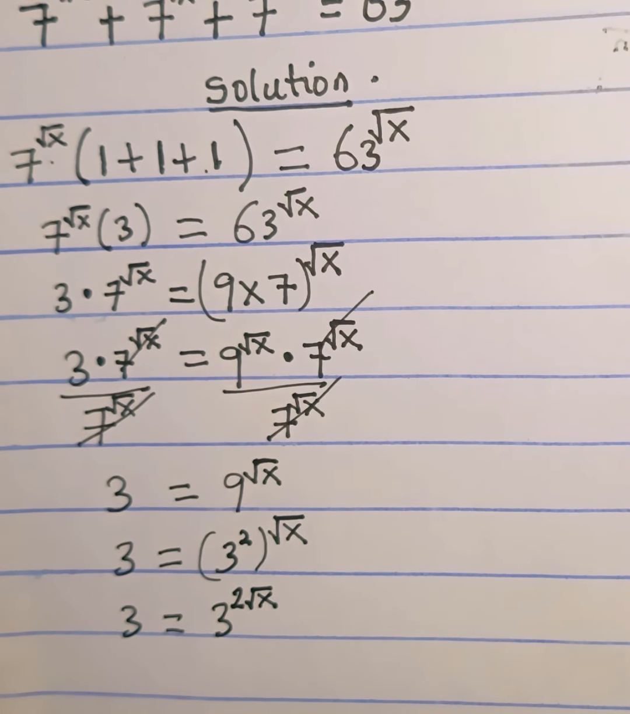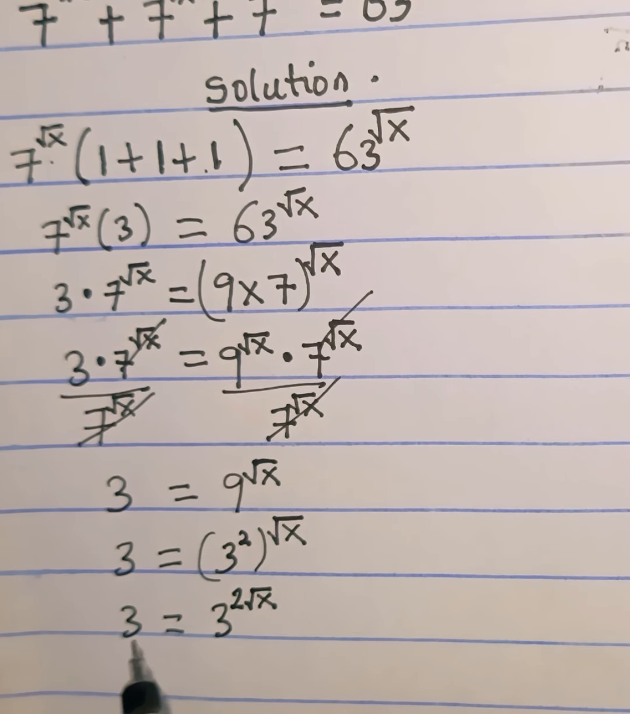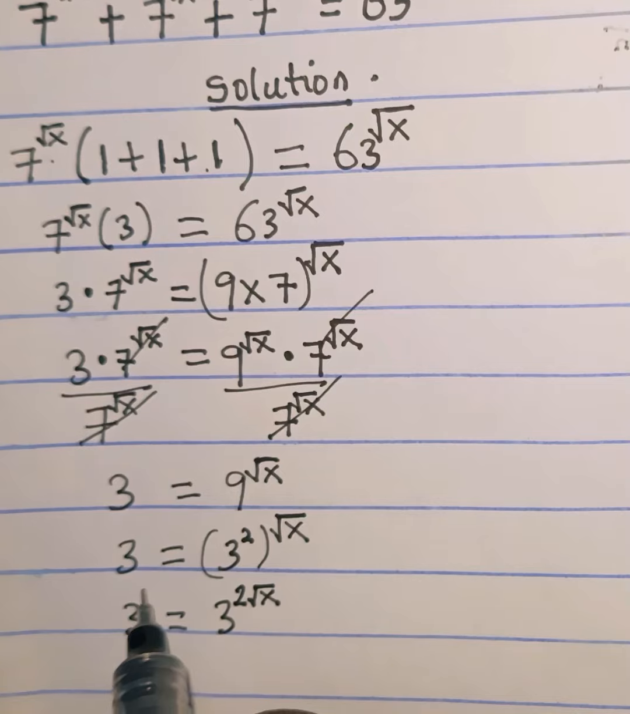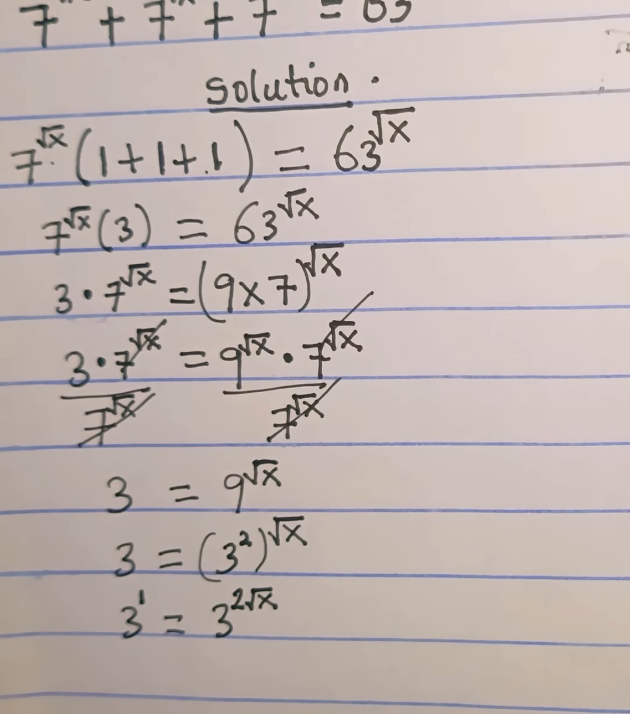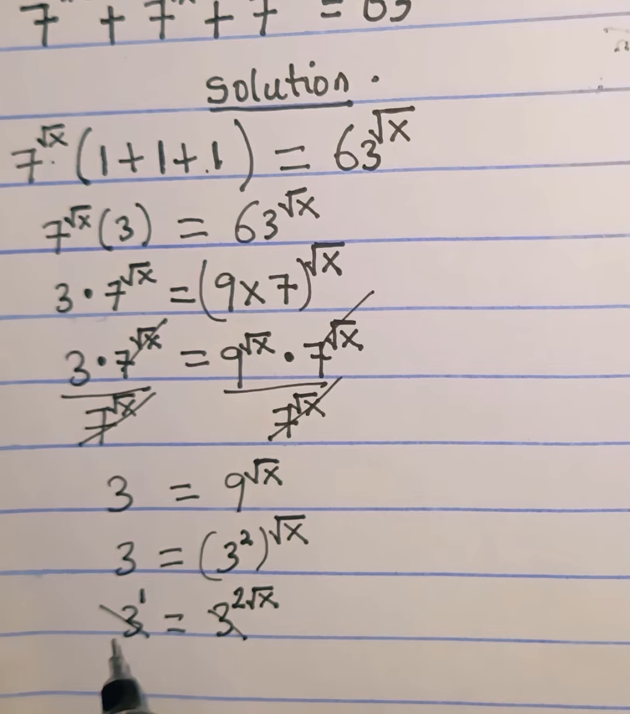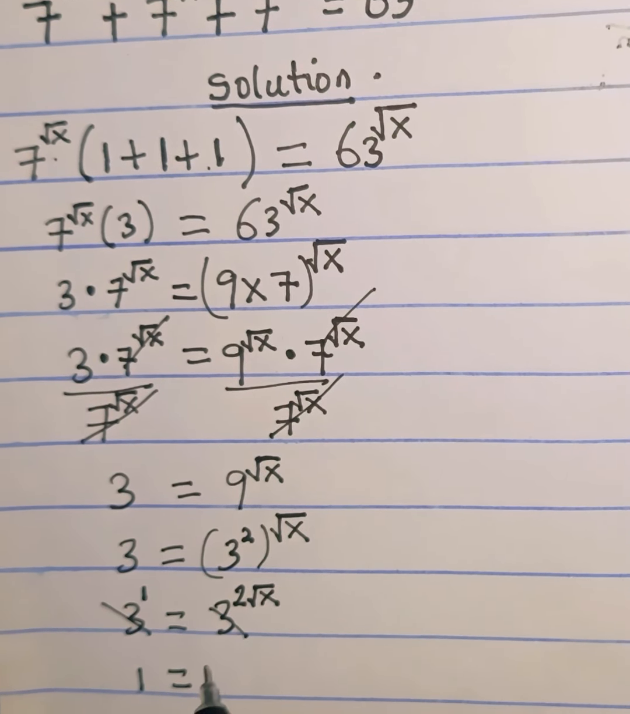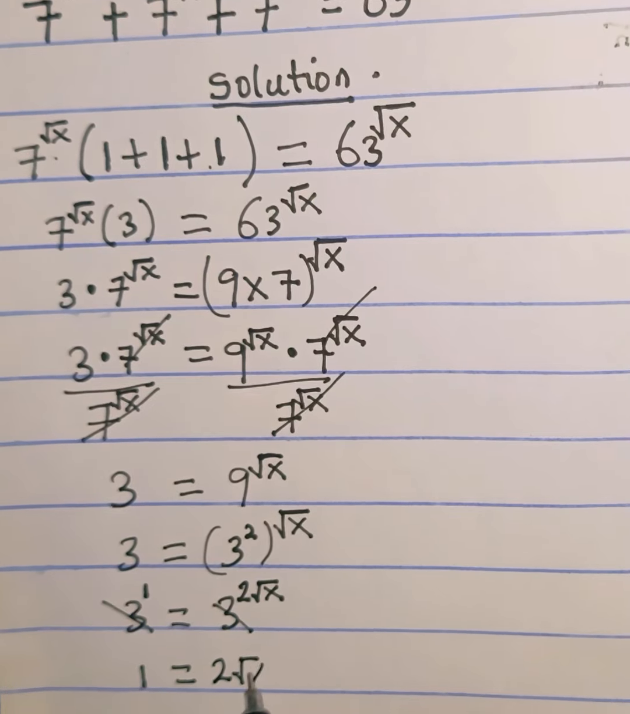So the next thing we're going to do, as you can see, the bases are the same. And recall, when the bases are the same, according to one of the properties of exponents, the powers are also the same. So therefore, we can equate the powers. So remember that this 3 can also be written as 3 to the power of 1. So that when we cancel the base, the power in the left hand side will become 1, which is equal to the power in the right hand side, which is 2 root x.